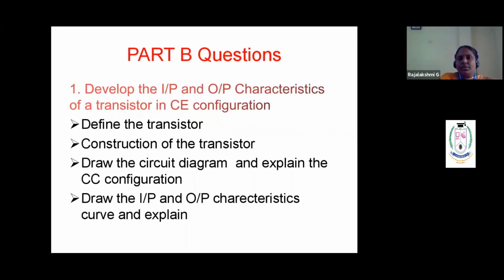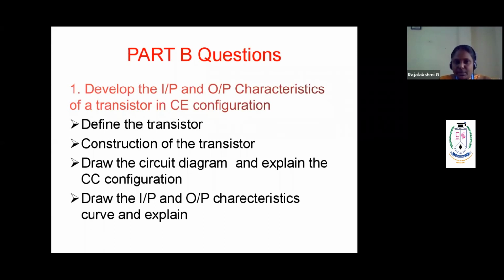If at all such a question is asked, it could be CE, CB or CC, any question: develop the input and output characteristics of a transistor in CE configuration. If that question is asked, first you must write what is a transistor. To begin with, you have to say what is a transistor. Exact definition you have to write.